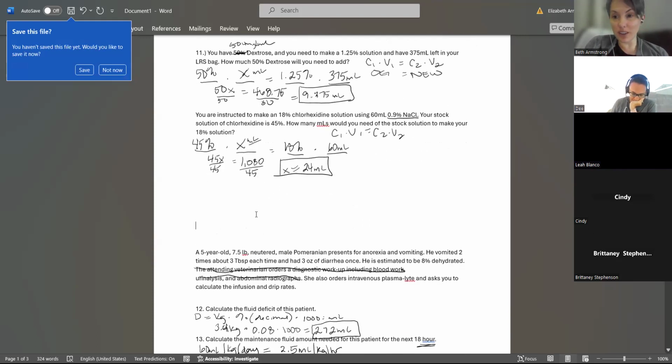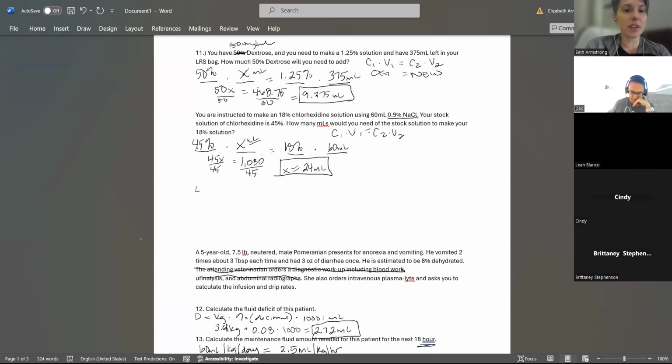Well, let's figure out what that ratio is. Something like 1 to 10 is probably the closest that I've actually heard someone say. So that's pretty good. When we get chlorhexidine, it's typically a 4% solution.